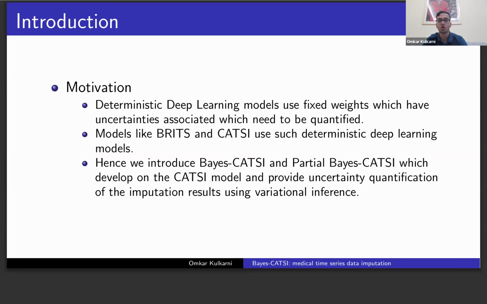All the previous models that we spoke about, like BRITS and CATSI, use deterministic deep learning models. Deterministic deep learning models use fixed weights, which have uncertainties associated that need to be quantified. So that's why we introduce Bayes-CATSI and partial Bayes-CATSI, which build on the CATSI model and provide uncertainty quantification of the imputation results using variational inference.